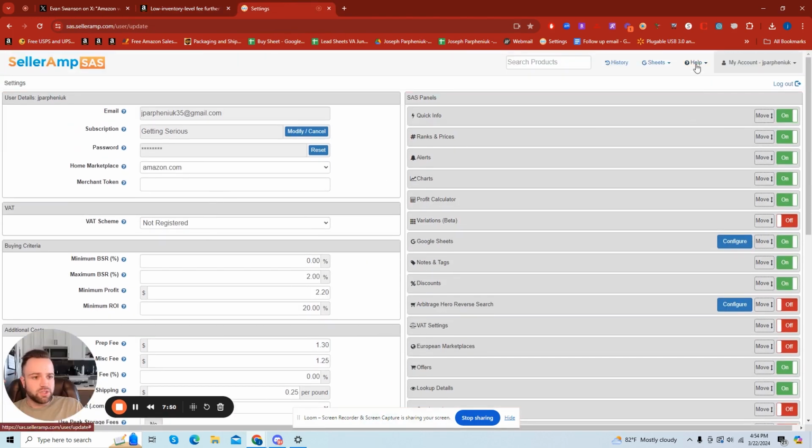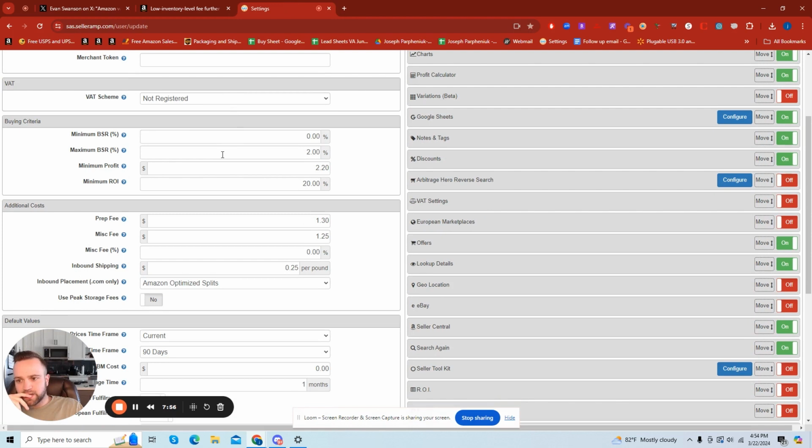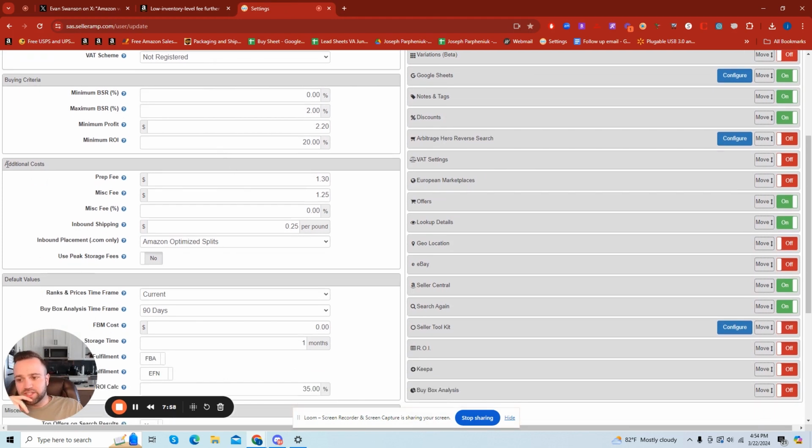So what you can do is go to your SellerAmp and go to your settings right here. If you click this settings cog, you can basically add in these new fees. So I have a prep fee in here already, and it's $1.30. Basically, this means that every unit adds $1.30 to my cost because of the prep fee, so it deducts $1.30 out of my profit.